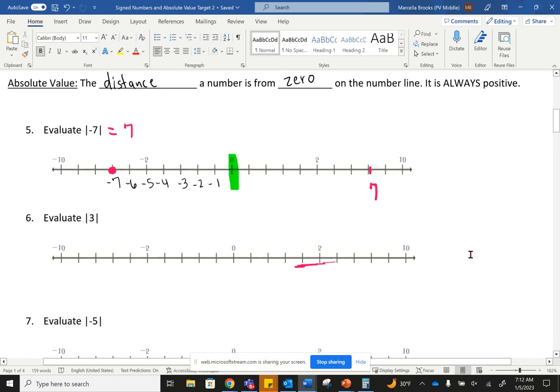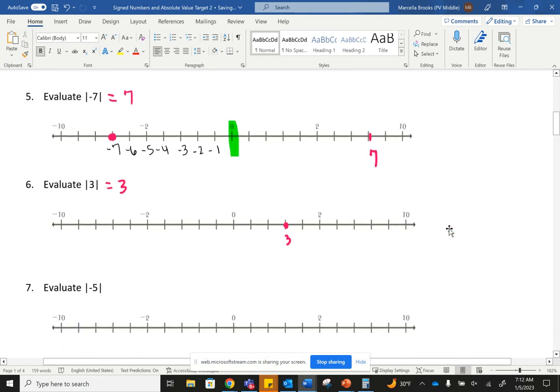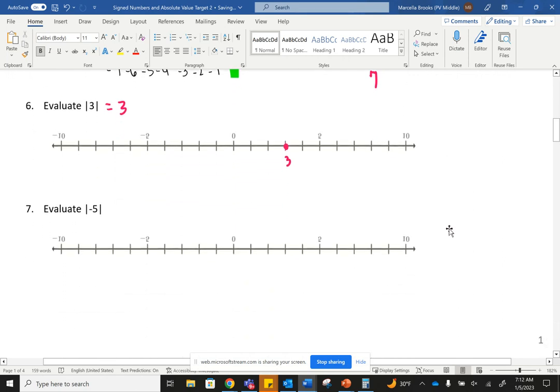So here we go. Evaluate the absolute value of 3. How far is 3 away from 0? It's 3 away from 0. So let's graph it. It's right here. I know that number line is also upside down. All right, number 7. How far away is -5 from 0? Or in other words, what's the absolute value of -5? It's 5. So we're going to graph 5 on here.